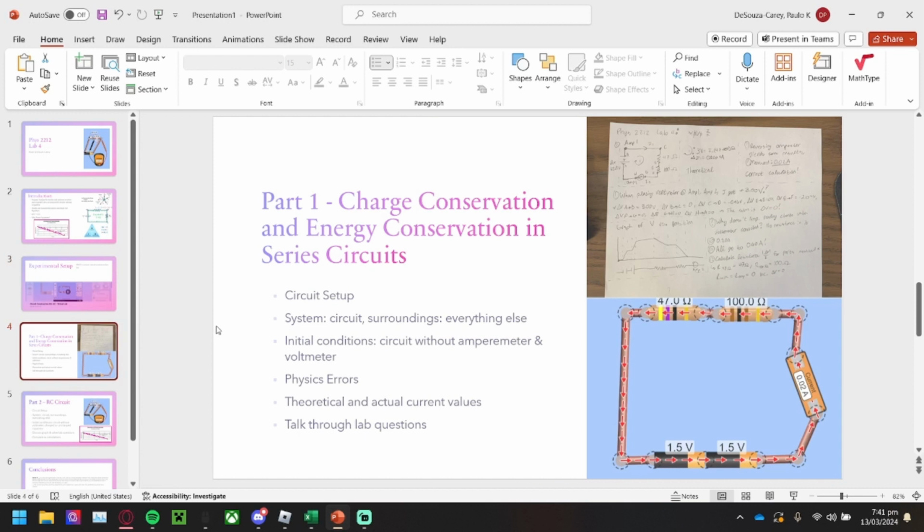So for part one, we dealt with charge conservation and energy conservation in series circuits. So the circuit setup here involved setting up a digital circuit with two resistors, two batteries, and wires connecting them in the virtual simulation. Now, our system includes the circuit, which is the resistors, wires, batteries, all that included, and the surroundings is everything else that is not in this circuit. The initial conditions is this circuit here, but without the ammeter, so just the wires, resistors, and batteries, and the current is flowing through it constantly.